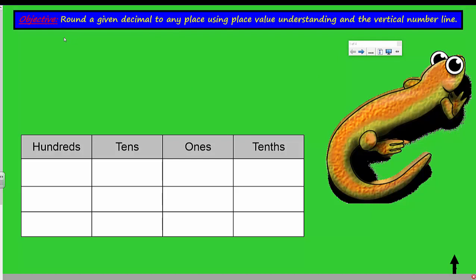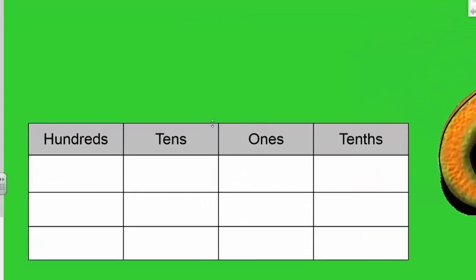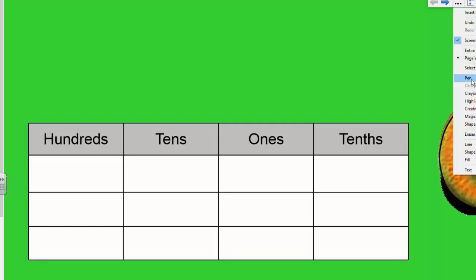We are trying to round a given decimal to any place using place value understanding and the vertical number line. We are going to look at the vertical number line as we've looked at the horizontal number line probably through most of the math lessons you received. This is a little different, but it's kind of cool. All right, we get a pen here.